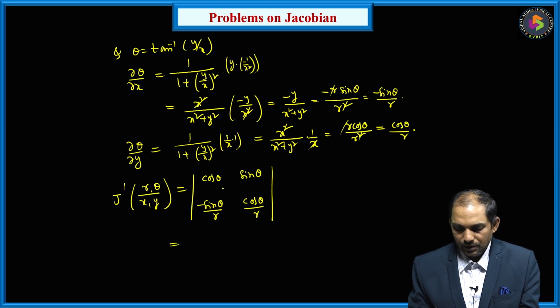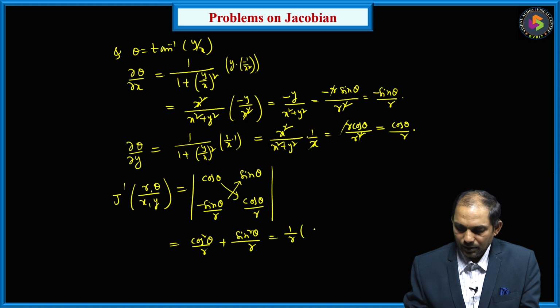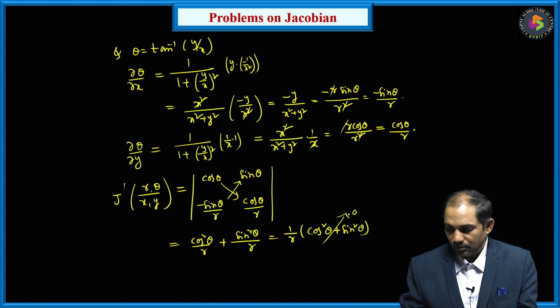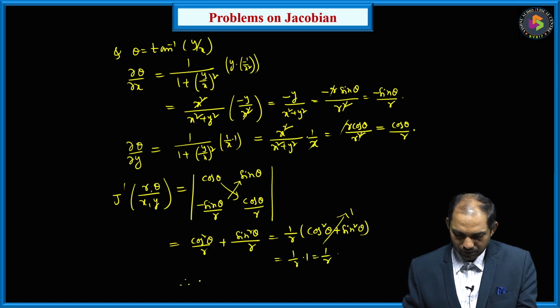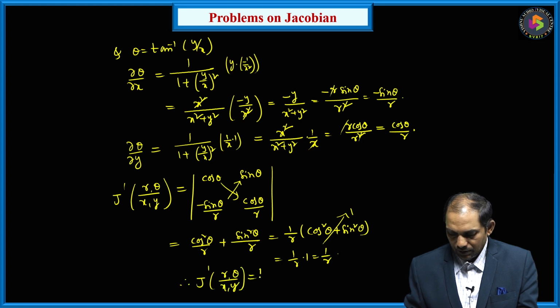So, if you take the determinant AD minus BC, we are going to get cos square theta by r plus minus into minus plus sin square theta by r. So, if you take 1 by r common, it remains cos square theta plus sin square theta. This is forced to 1. 1 by r into 1 is equal to 1 by r. Therefore, we got J dash of r comma theta with respect to x comma y is 1 by r.